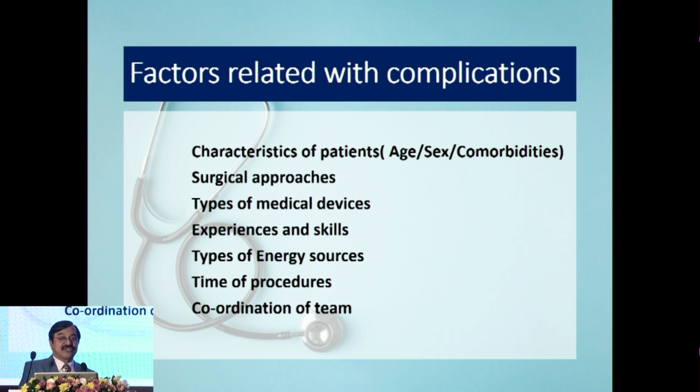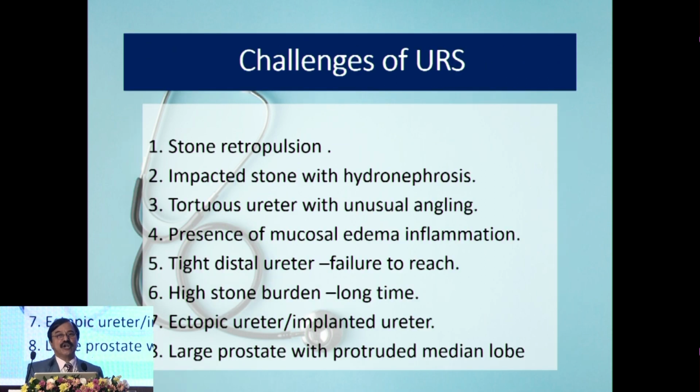There are some factors which are very much related to these procedures. So the factors should be taken into consideration if we want to prevent complications. Characteristics of the patient are important: age, sex, and comorbidities, surgical approaches, type of medical devices we use, experience and skills of the surgeon, very important. Types of energy we use, time of the procedure are very important factors, and coordination of the team is again a very important factor.